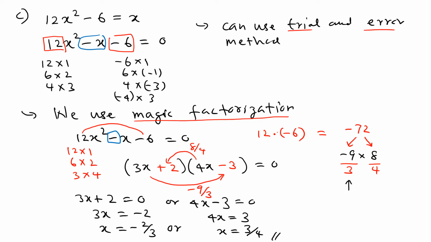If you just use a trial and error approach, it's going to take a lot of time because there are a lot of options, but this one gives you the solution straightforwardly. Okay, so let's go to the next method. The next method is what we call the square root method.